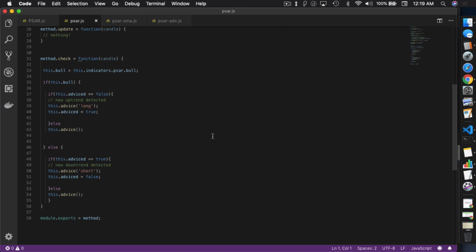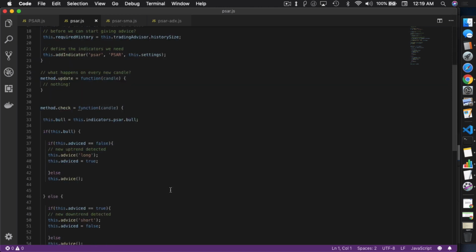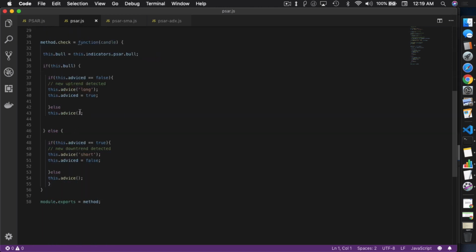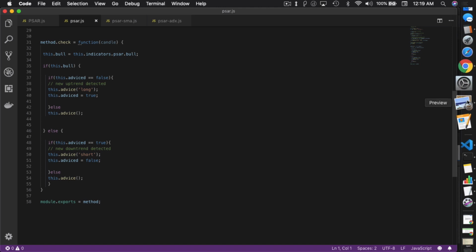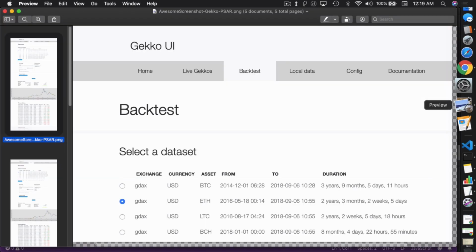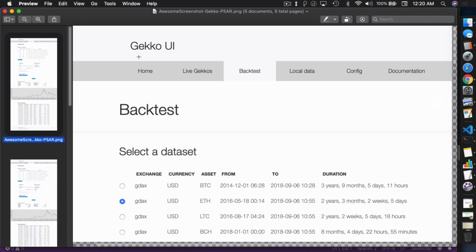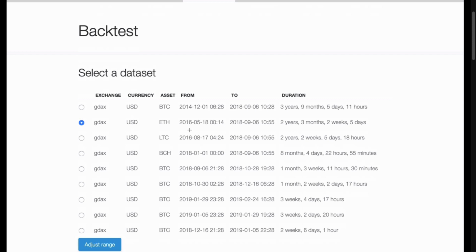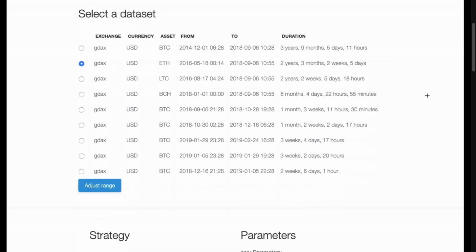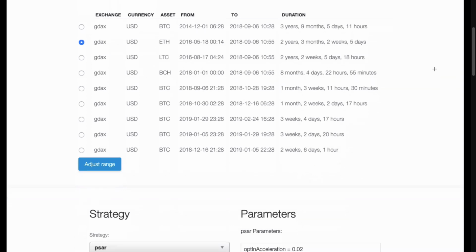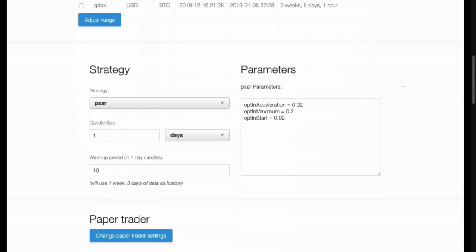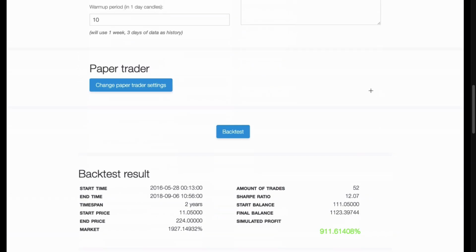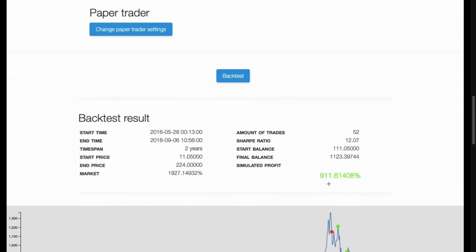This strategy requires only 58 lines of code, and probably a few lines that you might not even need, like these right here, to reset this.advice. I actually ran a backtest of this using the Gekko UI, a very basic backtest of Ethereum from the very beginning on Coinbase to last year September, before crypto fell another 50%. But overall, it was still falling a lot already at that point. And just setting this strategy and running it, it shows you that it made 911%.